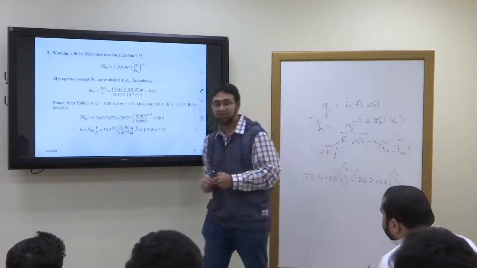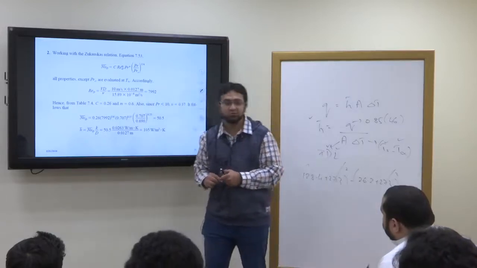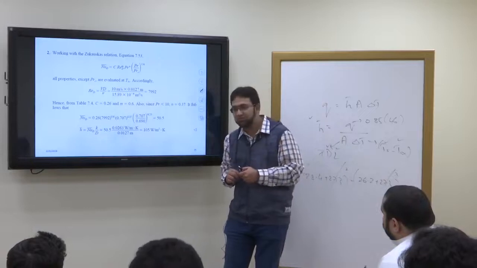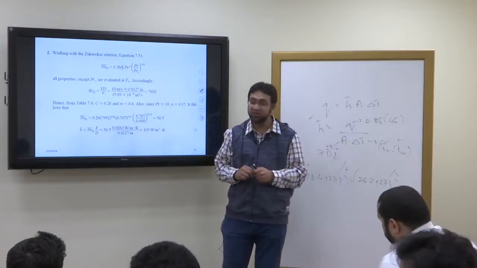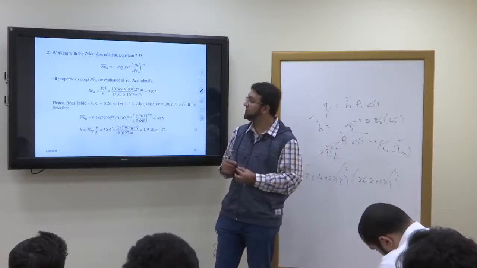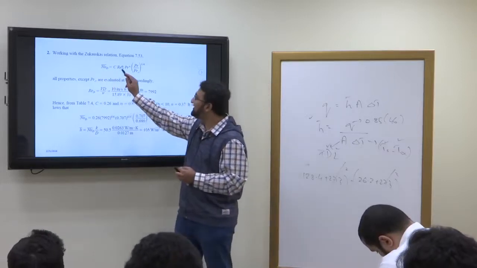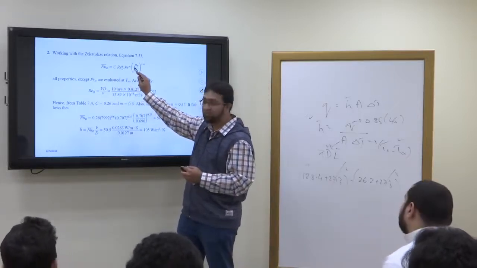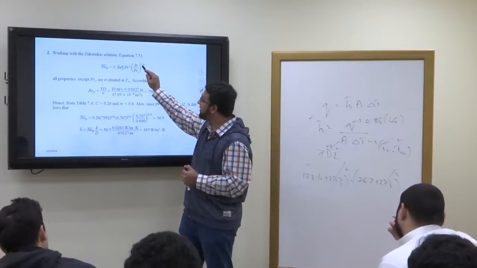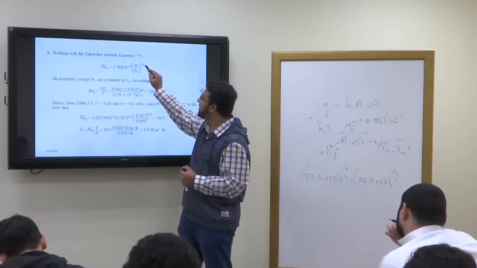Okay, now the next thing is to find out, so they use here the Zukauskas correlation. So what is the Zukauskas correlation? The Zukauskas correlation is Nusselt number equals C Reynolds number to the power m, Prandtl number to the power n, into Prandtl number over Prandtl number s to the power 1 by 4.